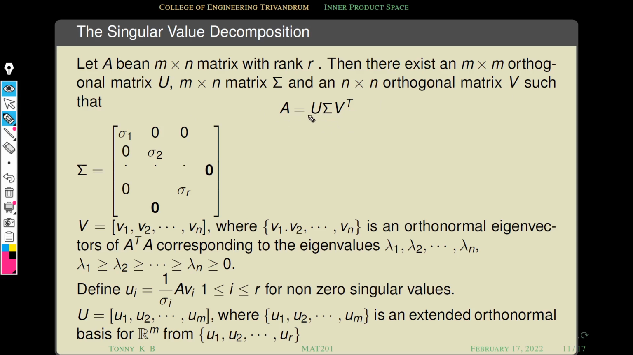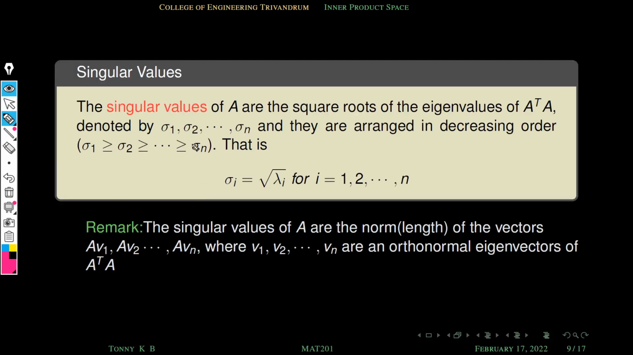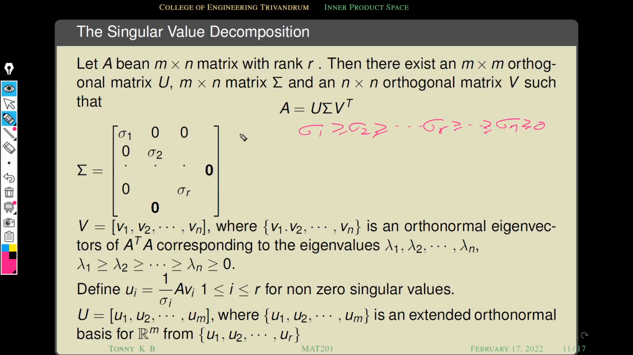Then how to find sigma? Sigma is very easy. First we have to identify the singular values of A. What are the singular values of A? We know that the singular values of a matrix A are the square roots of the eigenvalues of A transpose A. We normally write them in descending, decreasing order, so we arrange the singular values in decreasing order.